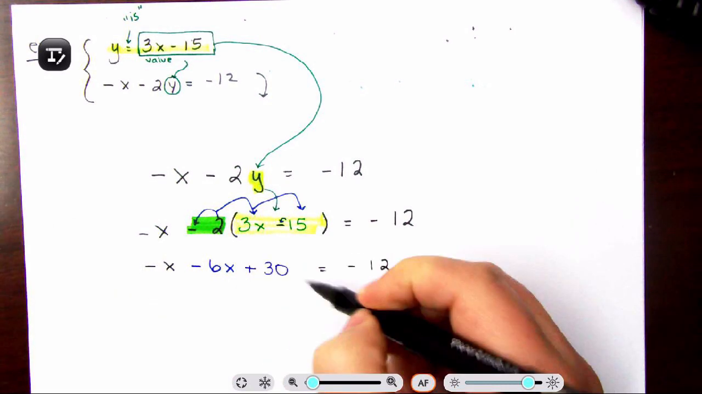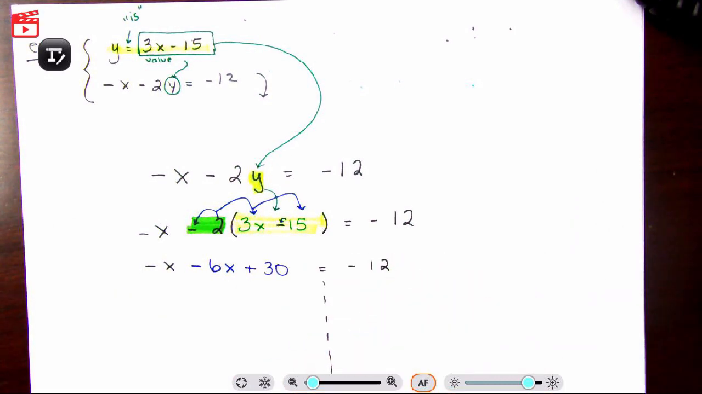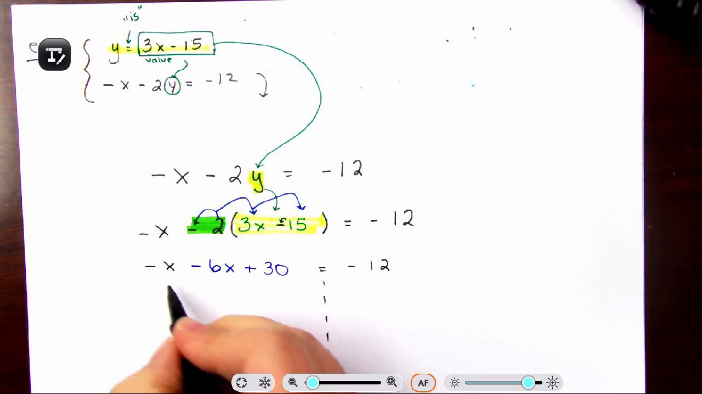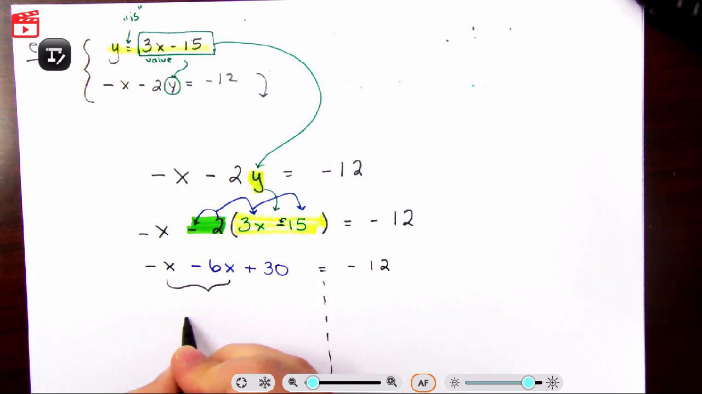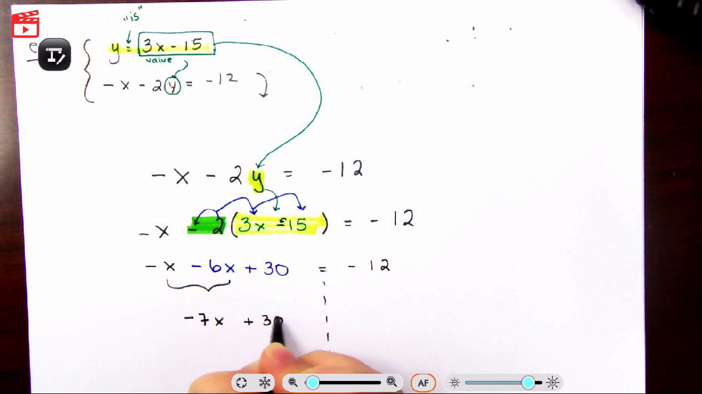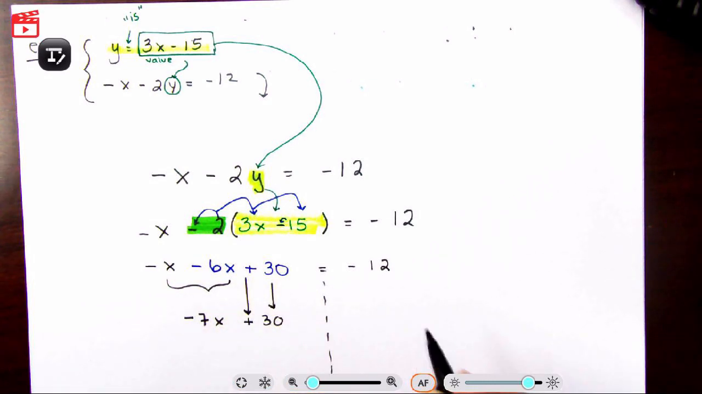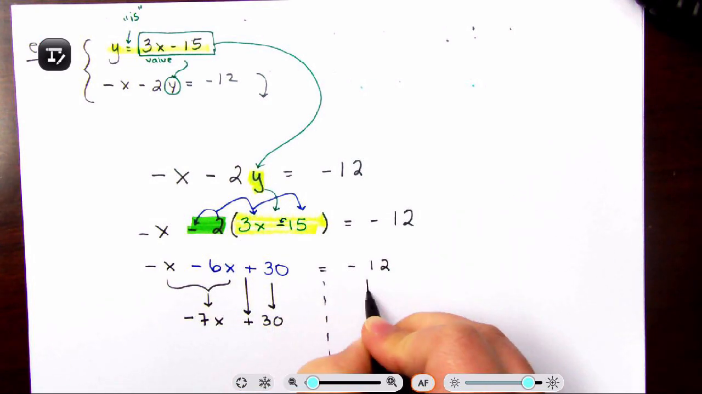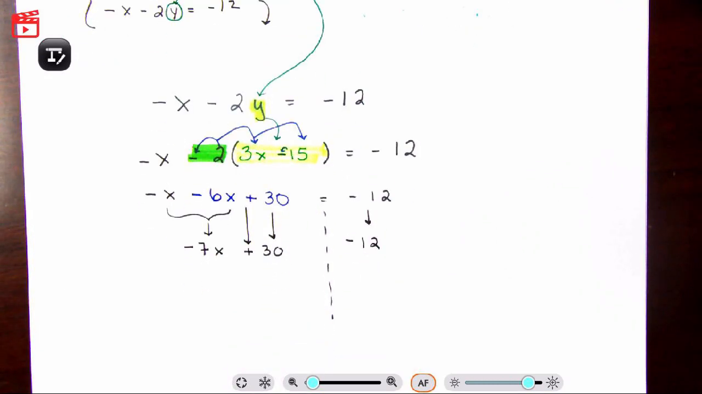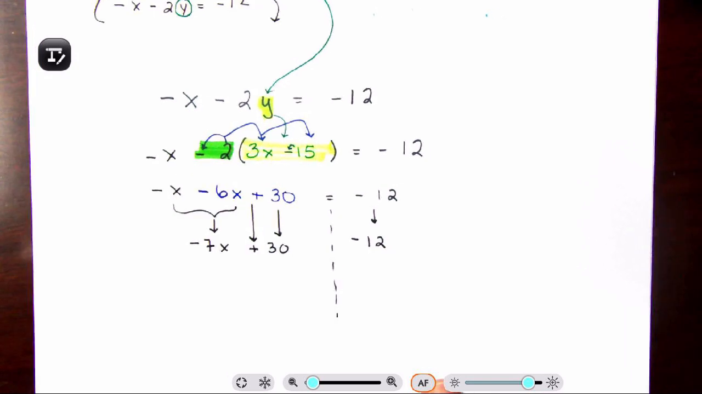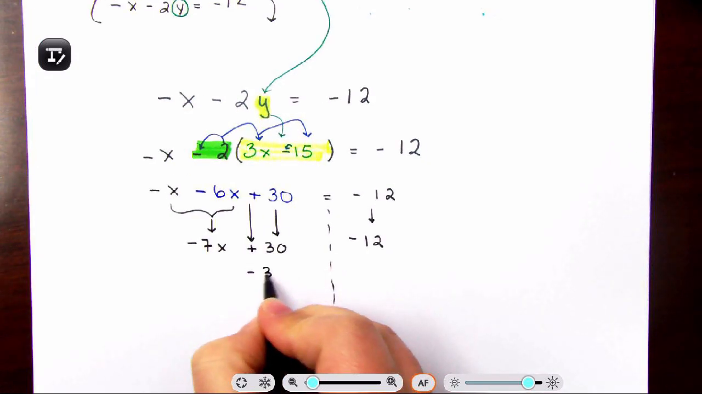I'm going to go ahead and do a dotted line at this point because we are now combining like terms and simplifying to solve for our variable. So I have a negative x and a negative 6x. That means I have a total of a negative 7x. I still have my plus 30. That did not change, so I'm going to bring that down. And I still have my negative 12 on my right-hand side that I did not touch. Now this should look like a two-step equation for you, which it is. I'm going to subtract 30 on both sides.